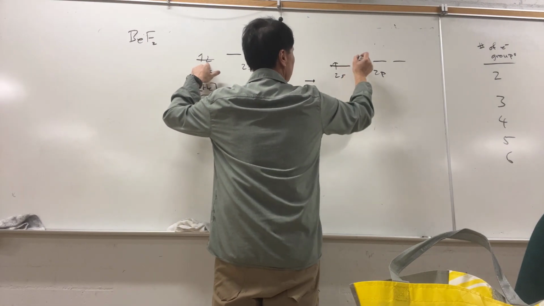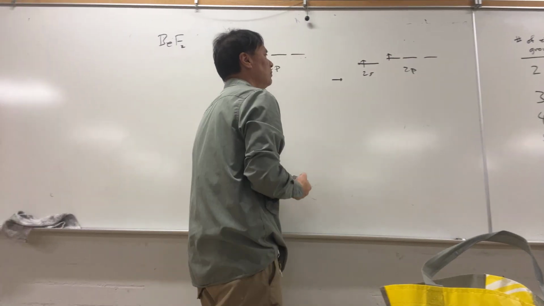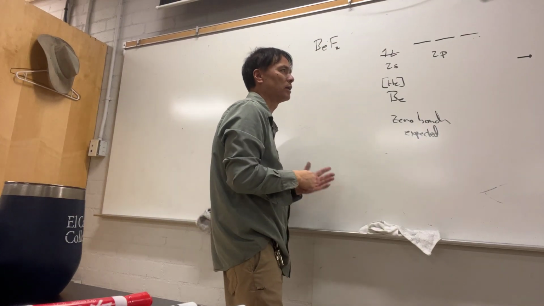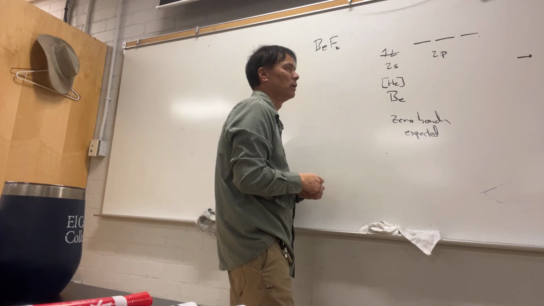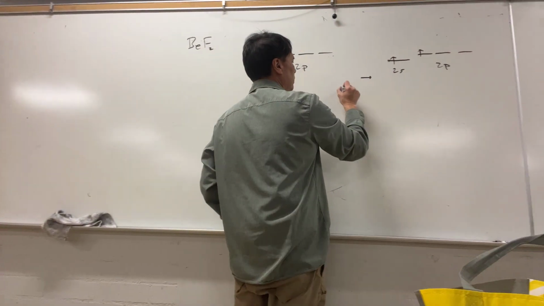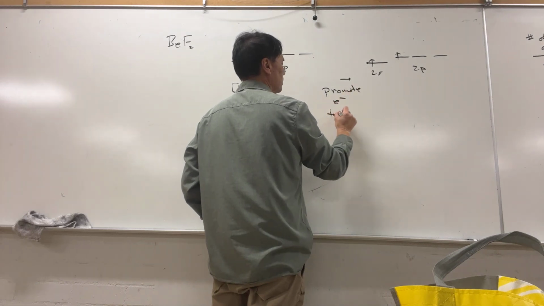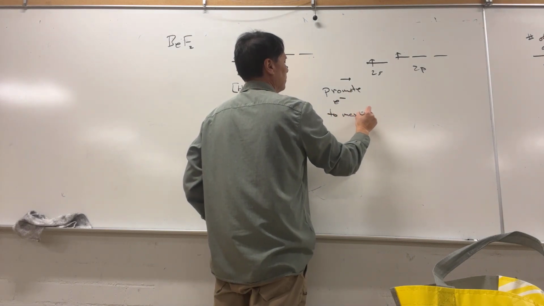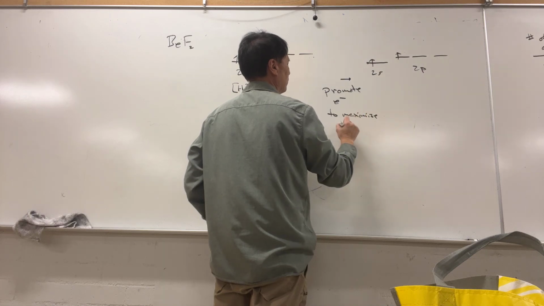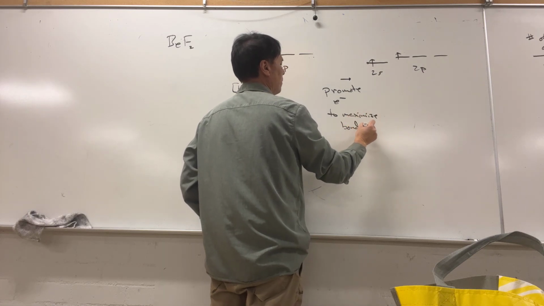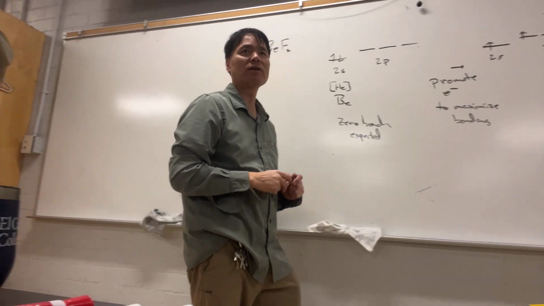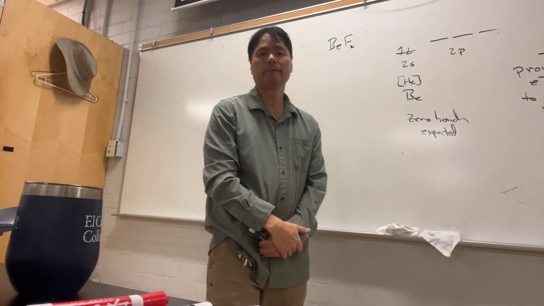Now how many bonds can I form? I can form 2 bonds. That is, a fluorine can now come in here. Actually, it should be green. A fluorine can come in here and bond here, and another fluorine can come in here and bond here.